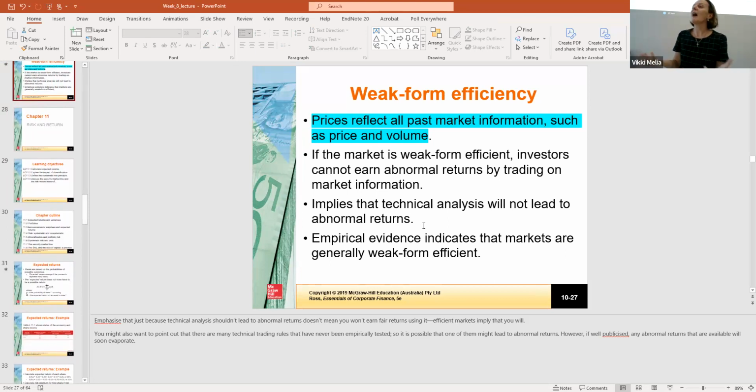So efficient markets is looking at whether assets are fairly priced by the market. And we would argue that a market is efficient if the market can quickly incorporate new information into asset prices. Then we would say it's efficient.